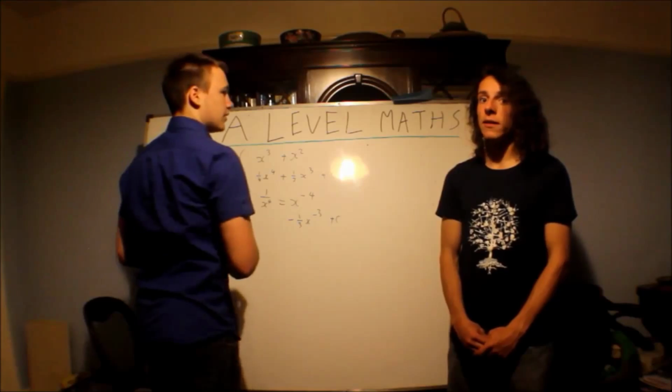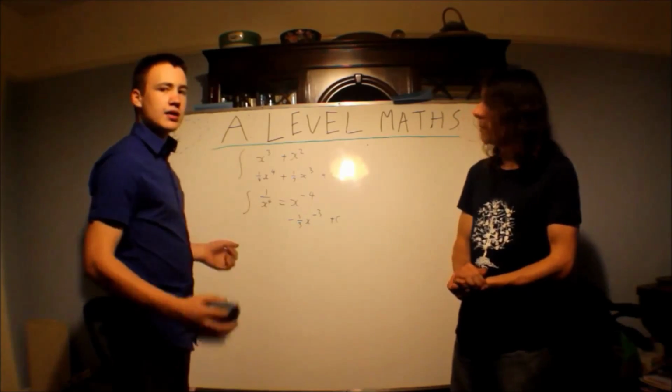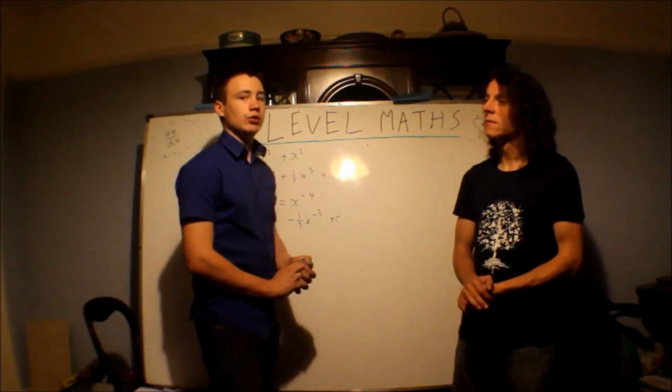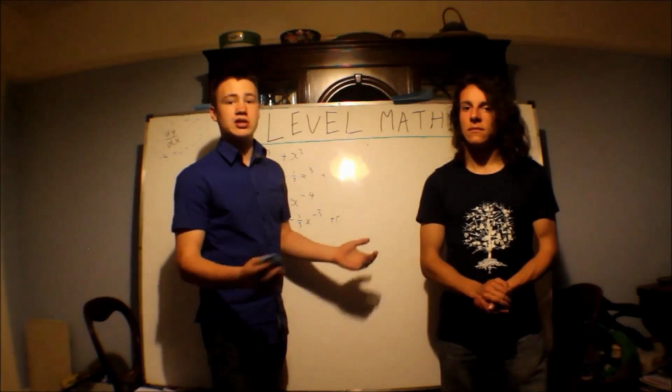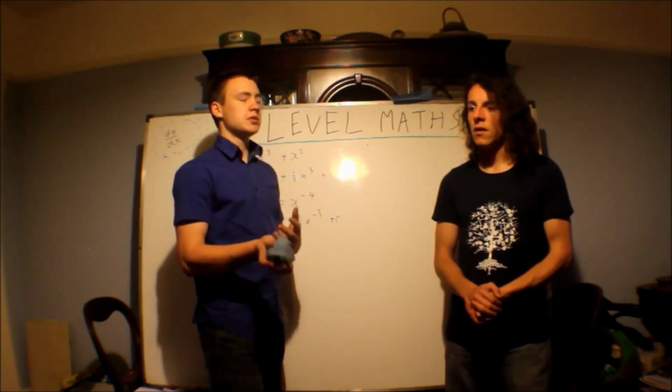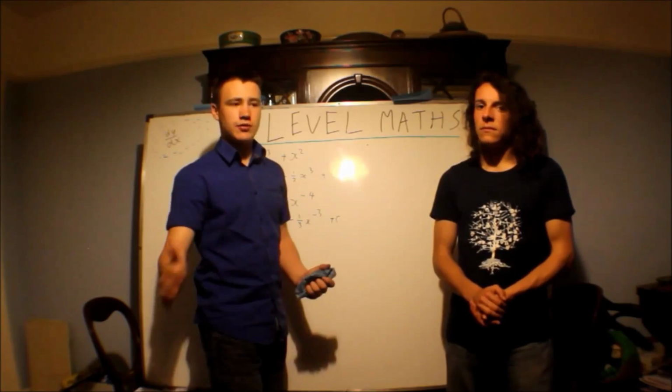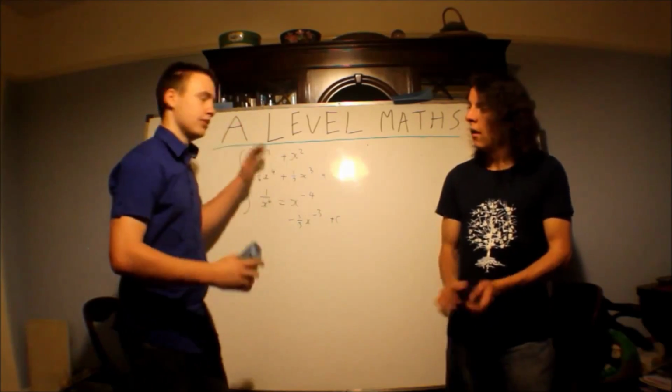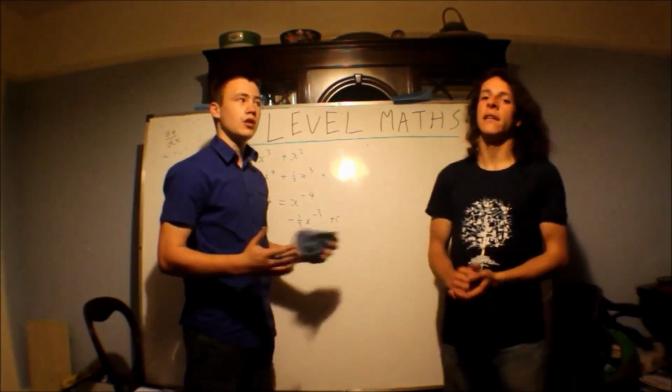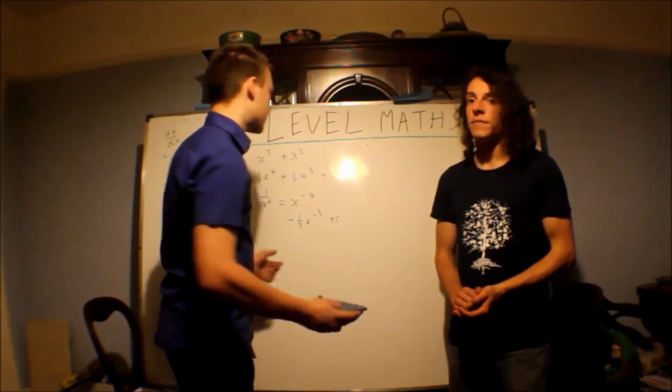Some things, as far as we're concerned at AS level, can't be integrated by our own knowledge. So we use the trapezium rule to find an approximate value, remembering integration finds the area under the curve. So that's what the trapezium rule is for, so let's crack on with that.